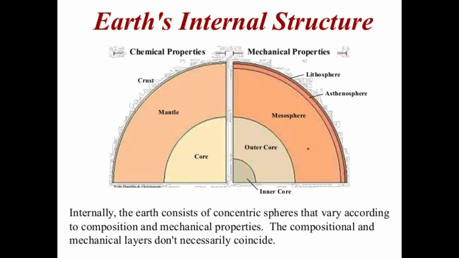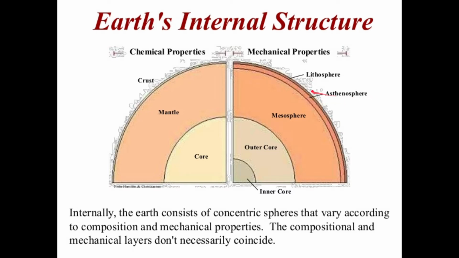So, some of you have probably heard that the Earth is built like this. You have this crust and mantle and core. However, those are mostly based on chemical properties, what the stuff is made out of. There are also mechanical properties to the Earth, and we break it up into these other layers. The core stays as it is, and the mesosphere is very similar to the mantle. But on the outside, I want to talk about the lithosphere and the asthenosphere.